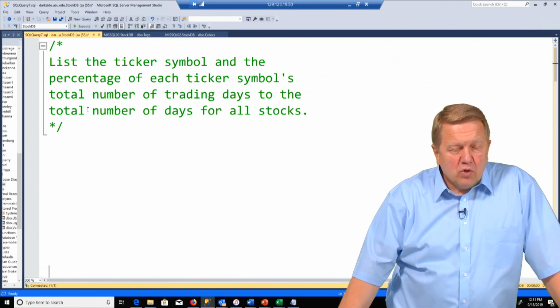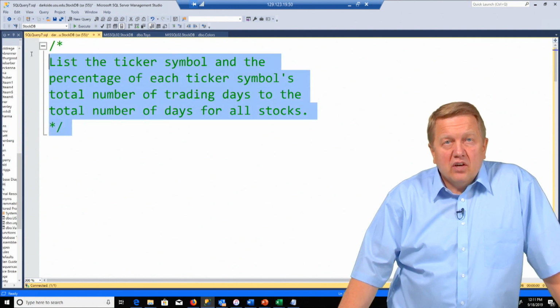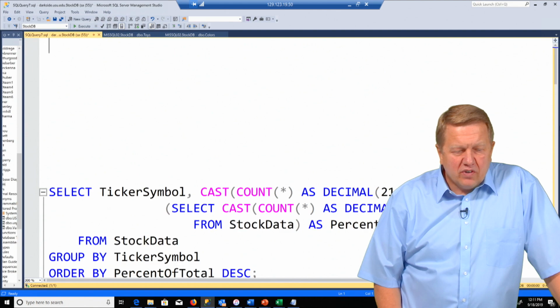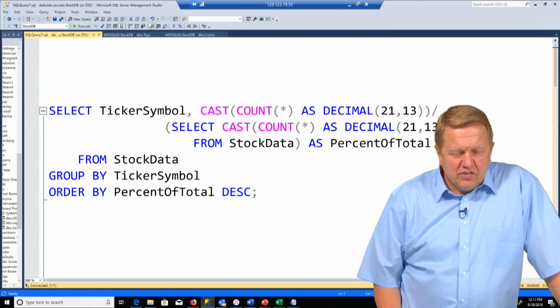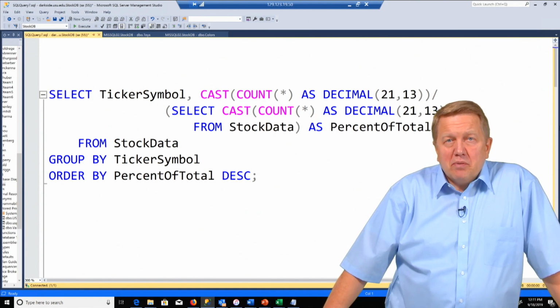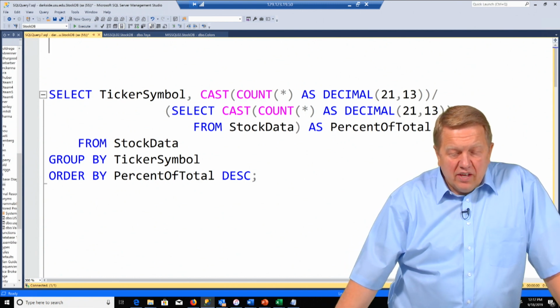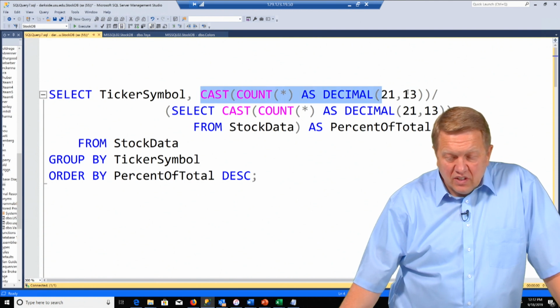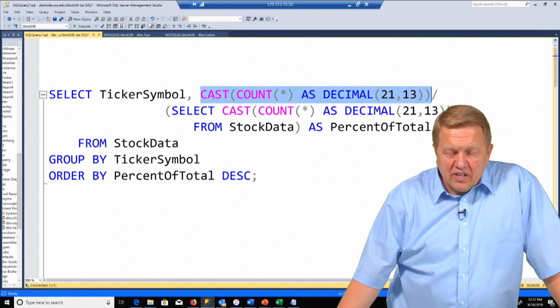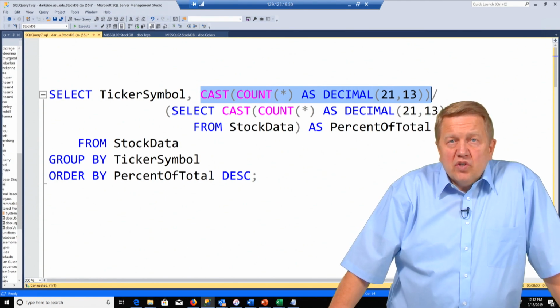And I'll show you why in a moment, but we are looking for a ratio. So we're looking for two or three things that are tricky and are somewhat difficult sometimes to figure out. This is the answer. A lot of times people are going to struggle with parts of this, so let me explain piece by piece. First of all, we select the ticker symbol. Then we have this piece. Now this piece is going to look for the number of days traded for that ticker symbol.